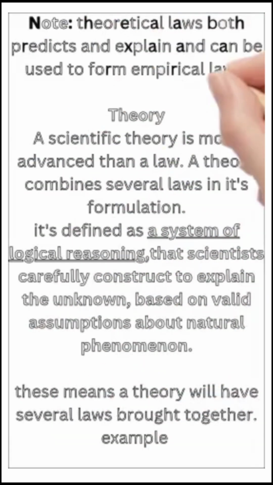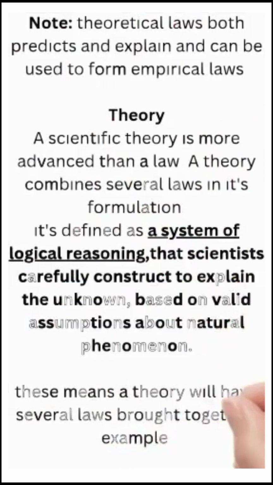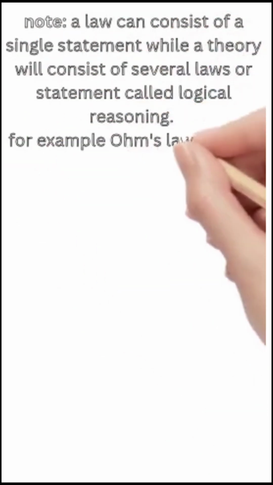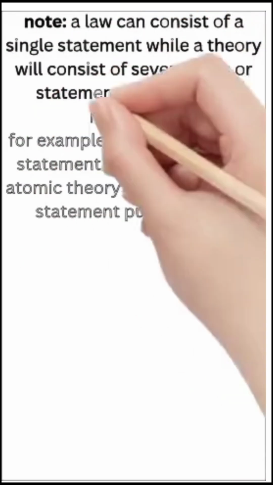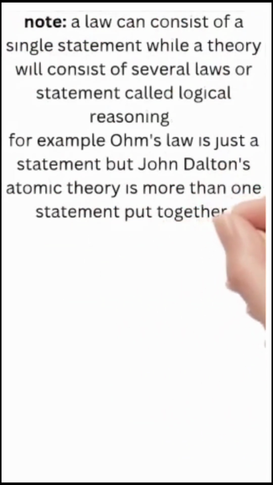Theory. A scientific theory is more advanced than a law. A theory combines several laws in its formulation. It's defined as a system of logical reasoning that scientists carefully construct to explain the unknown, based on valid assumptions about natural phenomenon. This means a theory will have several laws brought together. Note: a law can consist of a single statement, while a theory will consist of several laws, or statements called logical reasoning. For example, Ohm's law is just a statement, but John Dalton's atomic theory is more than one statement put together.